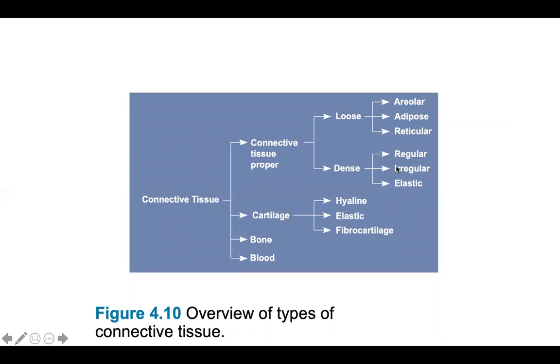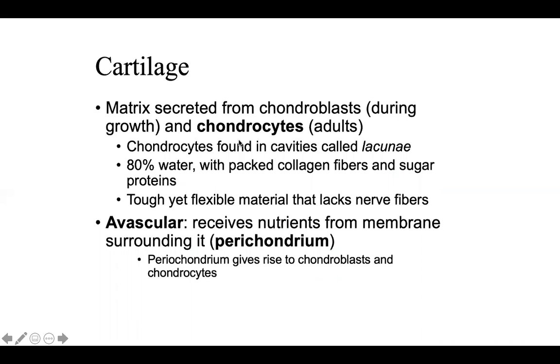So we made it through here. Then my guess is we're going to cartilage. Here we go. Cartilage. Chondrocytes, chondro meaning cartilage. Cytes are the cells that are going to be made of cartilage. Lacunae are little lakes. We'll look at those. There's a lot of water, a lot of collagen fibers and some sugar proteins. Tough yet flexible. That's their characteristics. And they don't have vascularization, so they get their nutrients from the surrounding cartilage.